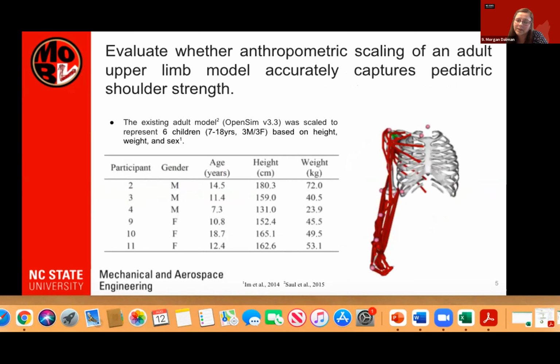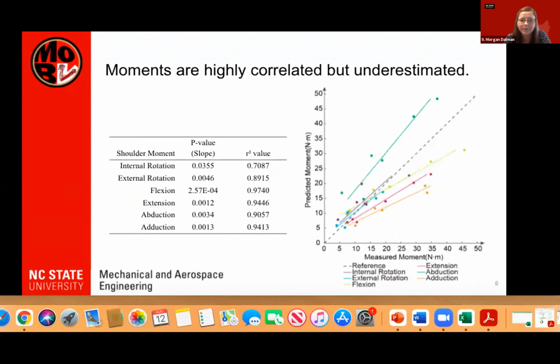To evaluate anthropometric scaling of the adult model for pediatric shoulder strength, we used those linear regression models and an existing musculoskeletal upper limb model representing a 50th percentile male adult to scale to represent 6 children between the ages of 7 and 18, 3 male, 3 female, based on the height, weight, and sex shown in the table. Isometric shoulder moment was predicted assuming full muscle excitation. Predicted moments from the scaled model were significantly correlated based on the results shown in the table on the left.